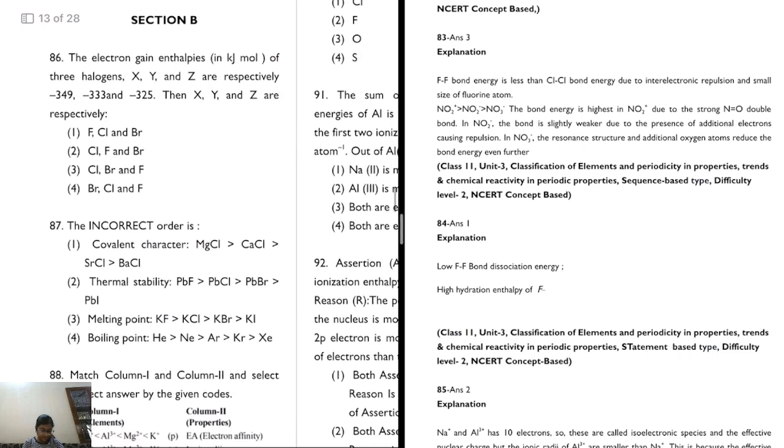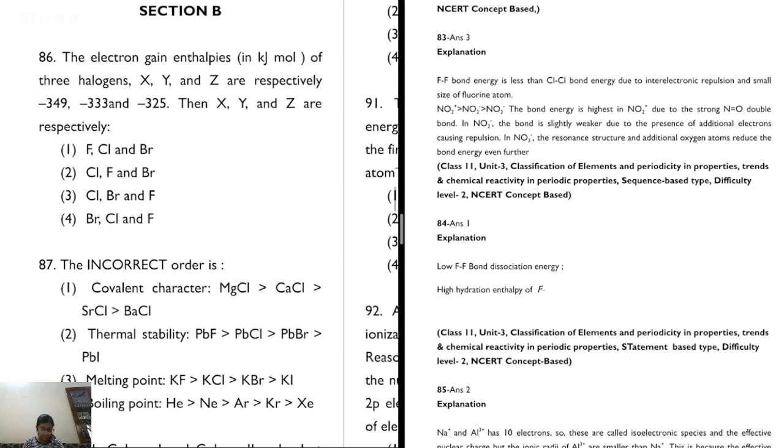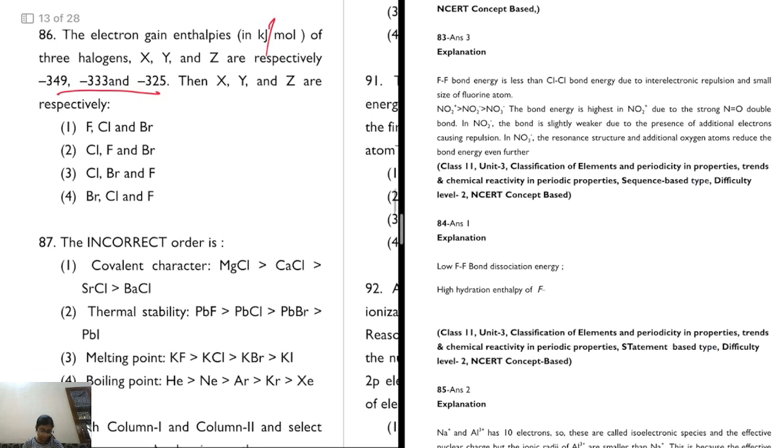It says the electron gain enthalpies in kilojoules of three halogens X, Y, and Z are respectively this much. We all know the electron gain enthalpy of fluorine is lesser than chlorine, so this would be the answer.